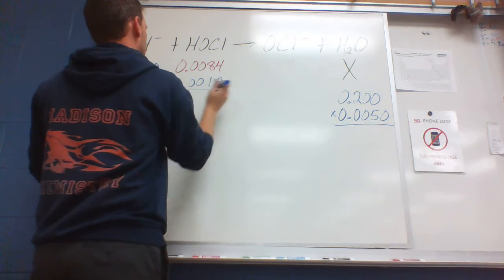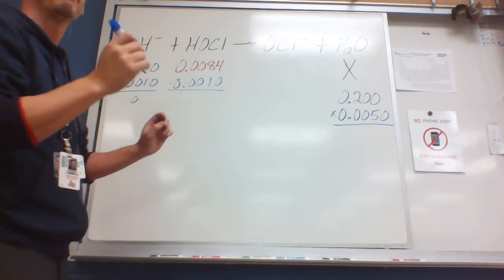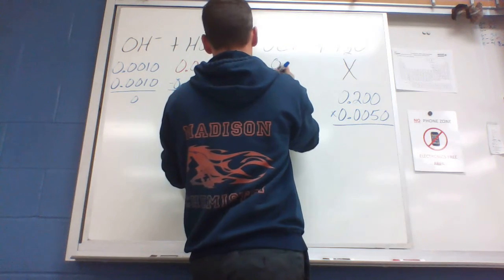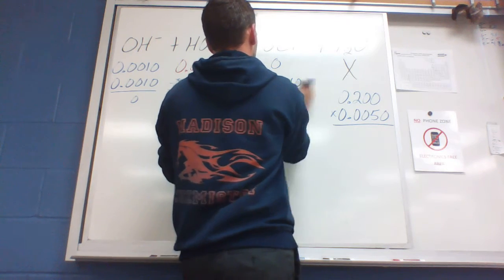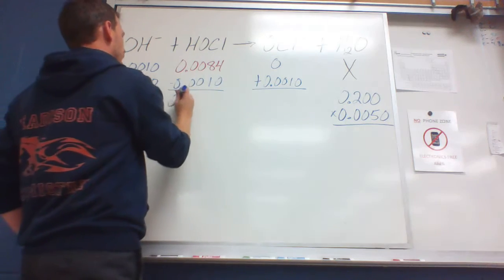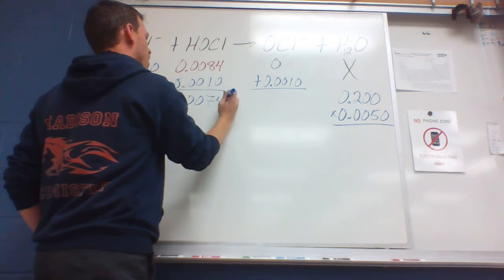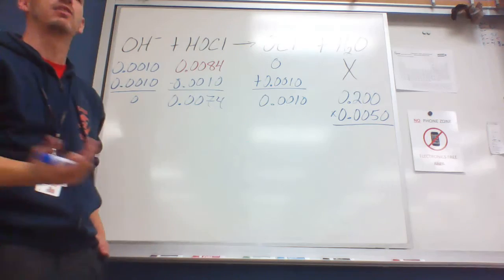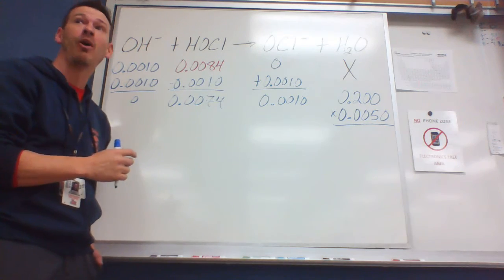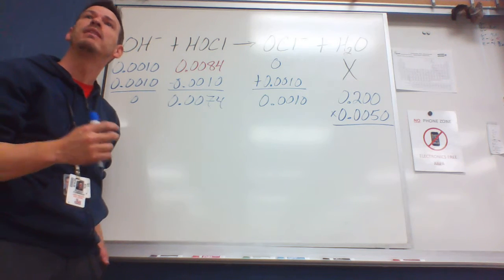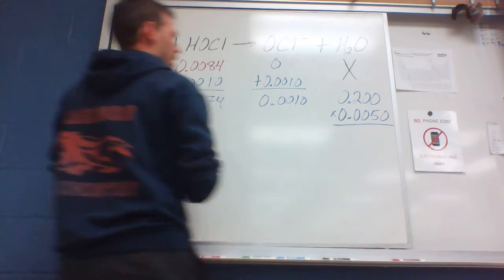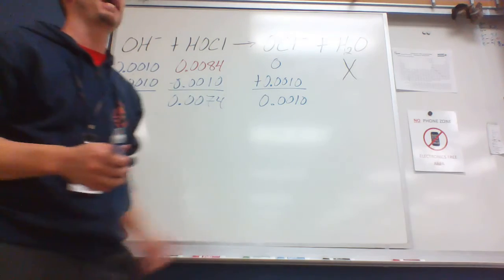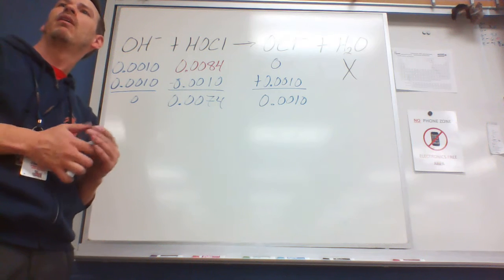But do you see something different here? We have a product that we care about. Exactly. So over here, we're going to have 0.0074, and over here, we're going to have 0.0010. There was nothing initially in there because it wasn't a buffered system. But now it is a buffered system. Do you see the buffer? We've got a weak acid with its conjugate base. Therefore, we've created a buffer. We can use Henderson-Hasselbalch.